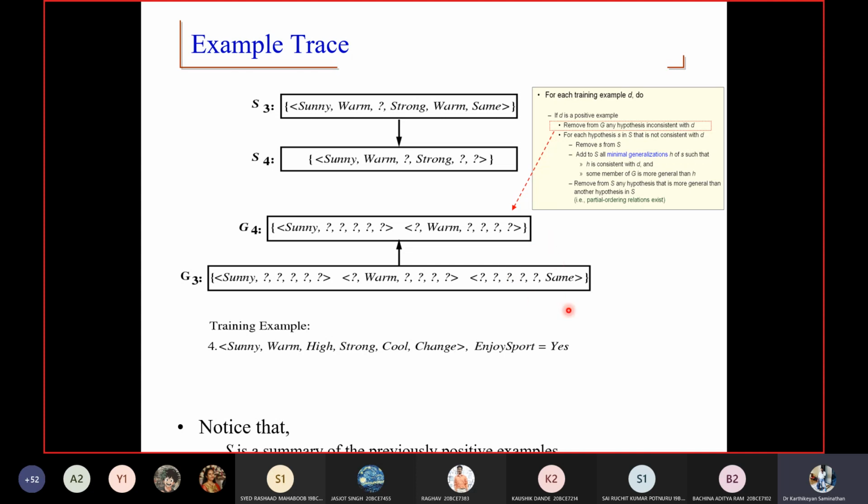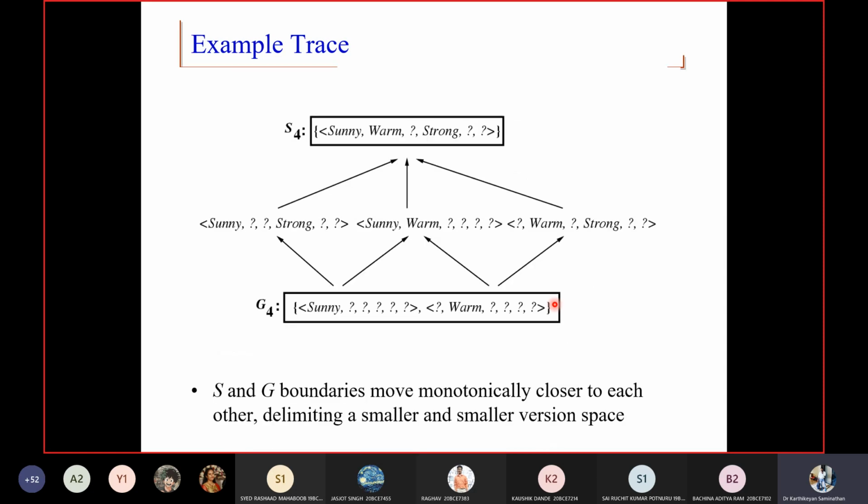Remove from yes any hypothesis that is more general than any other hypothesis in yes. You can read this statement: remove from yes any hypothesis that is more general than another hypothesis in yes. So here this is the more general same, but here is a question mark. This is a question mark, question mark. This is matching, but the last column is not matching, so this can be eliminated. So your final answer is going to be sunny and warm alone. Here: sunny, warm, and strong. So this is the answer.